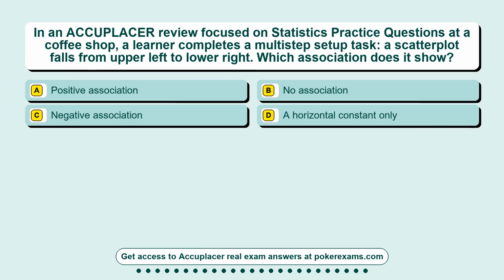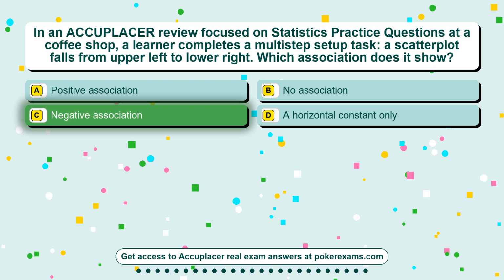Question 18. In an Accuplacer review focused on statistics practice questions at a coffee shop, a learner completes a multi-step setup task. A scatter plot falls from upper left to lower right. Which association does it show? Option A, positive association. Option B, no association. Option C, negative association. Option D, a horizontal constant only. The correct answer is option C, negative association.